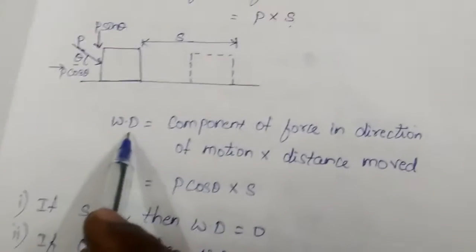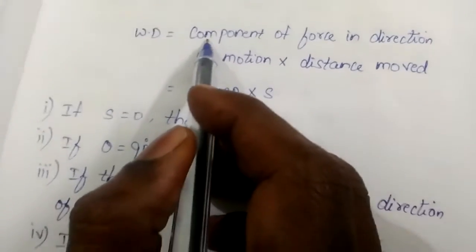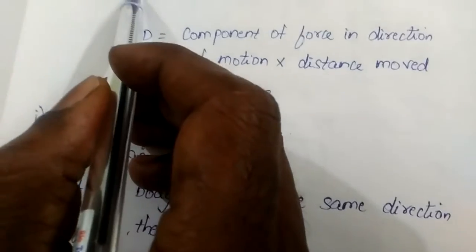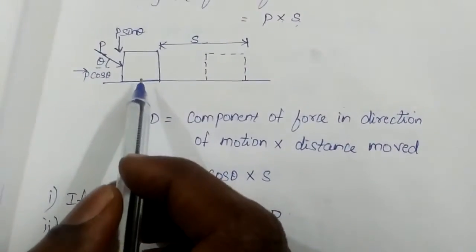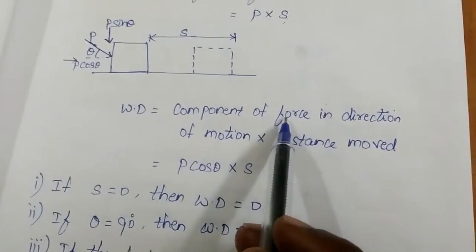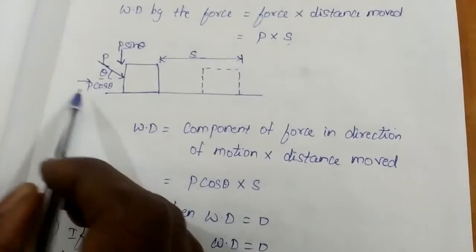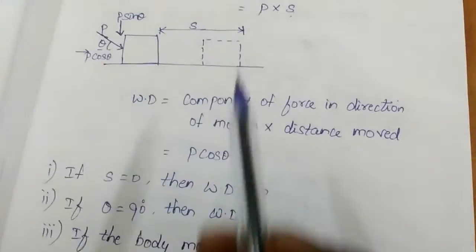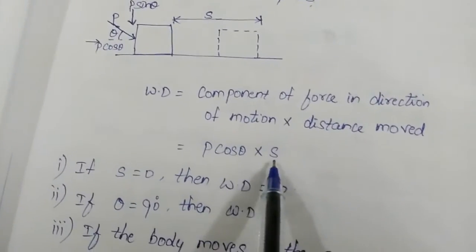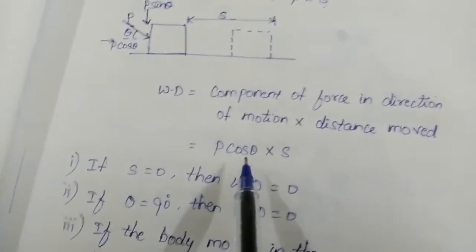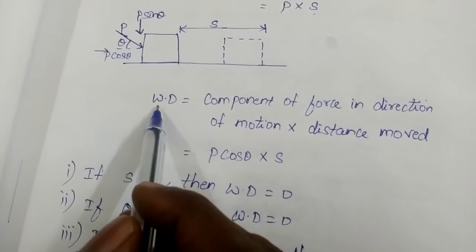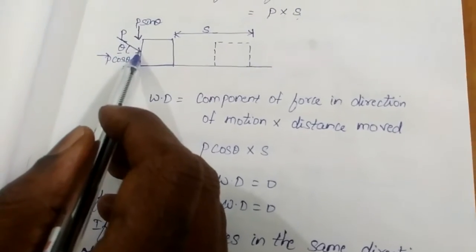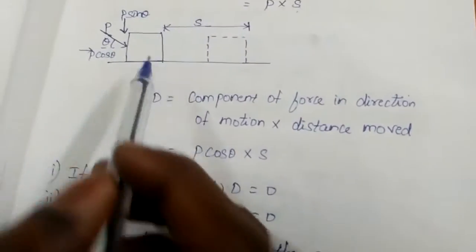So the work done can be given as the component of force in the direction of motion. Since the component of force in the direction of motion is P into cos theta and the distance moved is s, P into cos theta into s will be the formula for finding out the work done whenever an inclined force of P is acting on the body here.